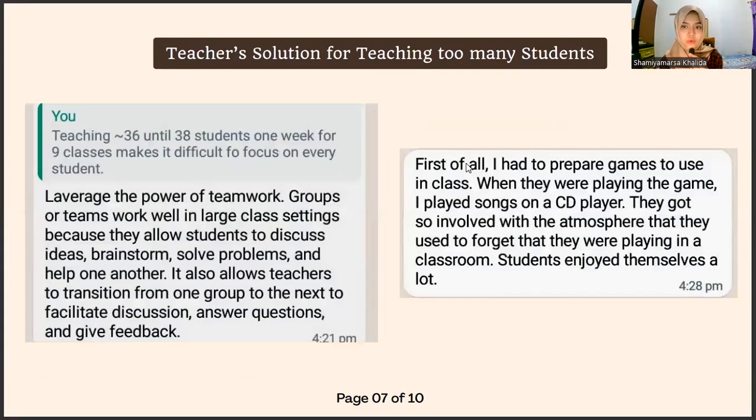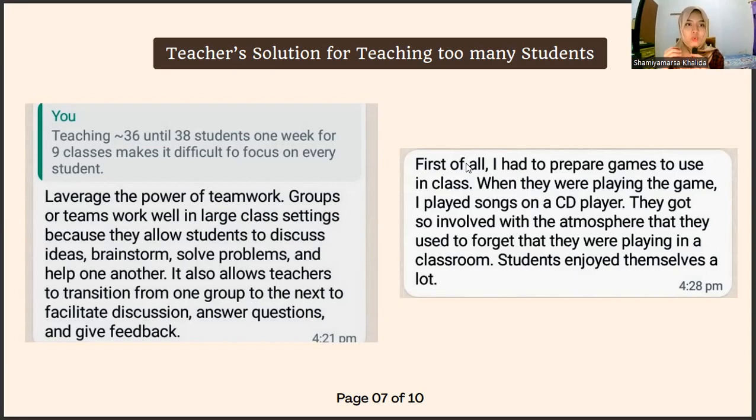So in the next picture, as we can see, the teacher said that in order to control too many classes once a week and make it easy to focus on every student is by applying the power of teamwork. This way is very useful in large class settings because it allows the students to discuss ideas, brainstorm, solve the problems, and help each other. Every student will take a part in this teamwork, and it also allows the teachers to transition from one group to the next to facilitate discussion, answer questions, and give feedback to the students' work.